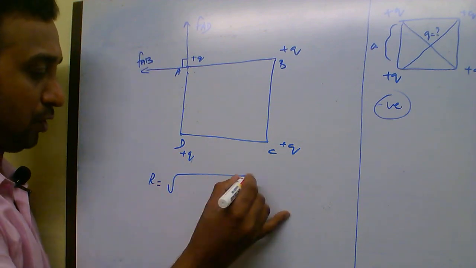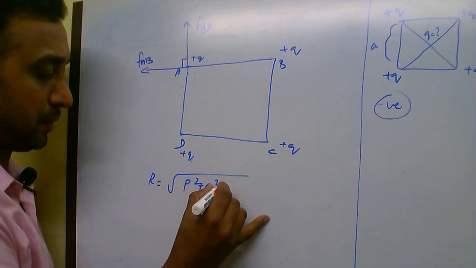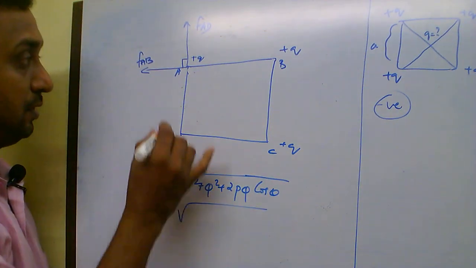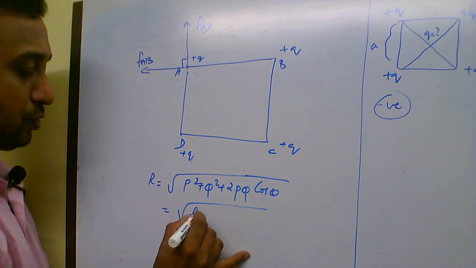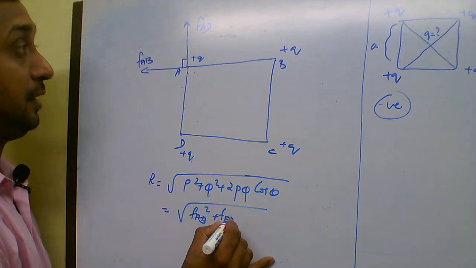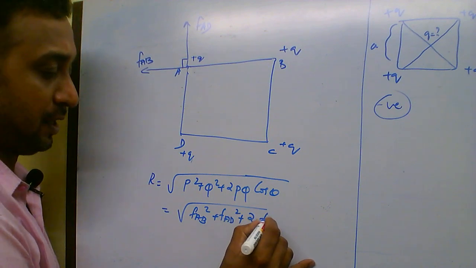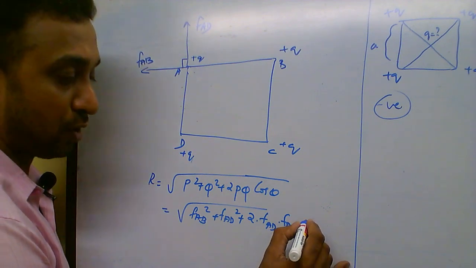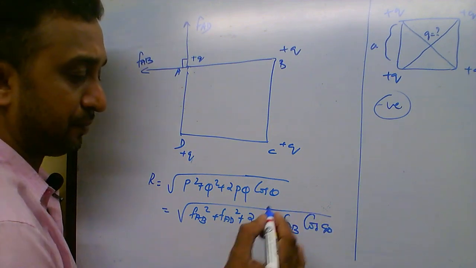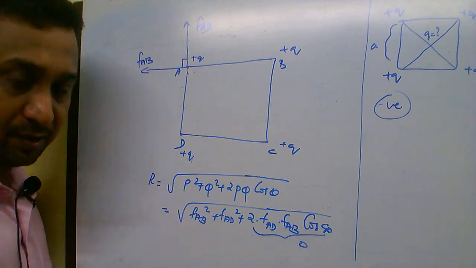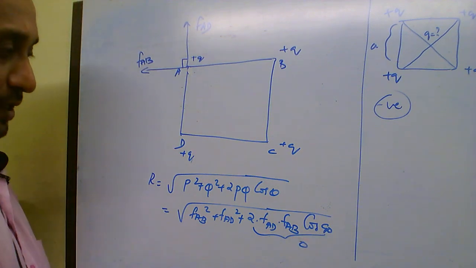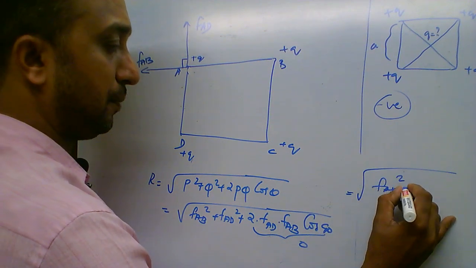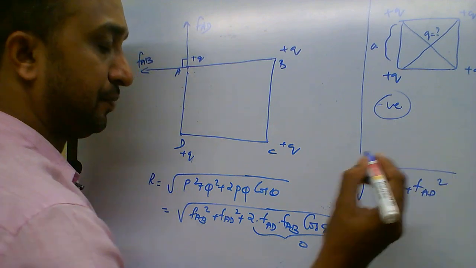R is equal to root of P squared plus Q squared plus 2PQ cos theta. Here it is root of FAB squared plus FAD squared plus 2 times FAD times FAB cos theta, and theta is 90 degrees, so cos 90 will become 0. So this term will become 0. So you have the resultant equals root of FAB squared plus FAD squared.